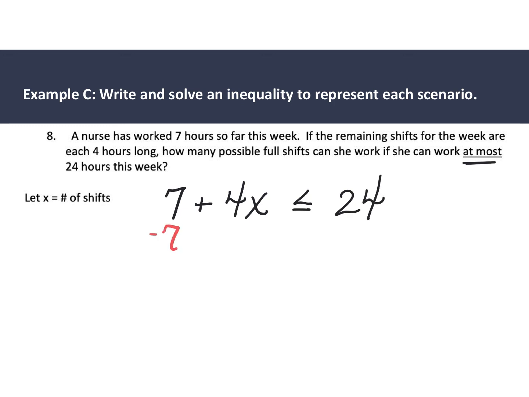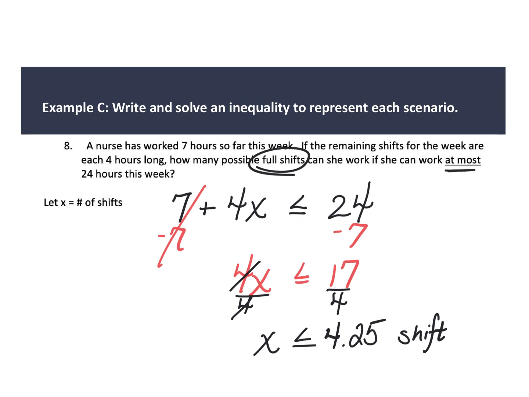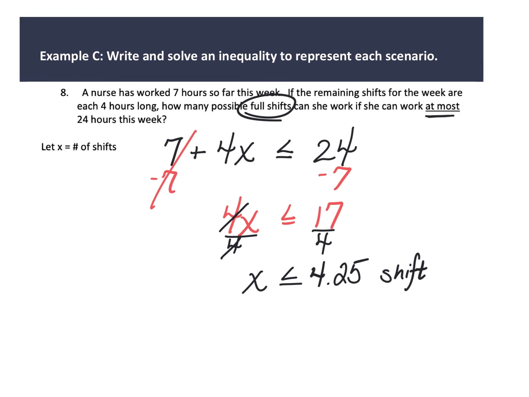So we will subtract 7 from each side, which gives us positive 4x is less than or equal to 17. And then, lastly, divide both sides by 4. Gives me x is less than or equal to 4.25. I'm not going to express it in fraction form. And this needs to be shifts. But it says up here, how many full shifts can she work? So it doesn't make sense to work 4.25, it's not a possibility. So the most she could work is less than or equal to 4.